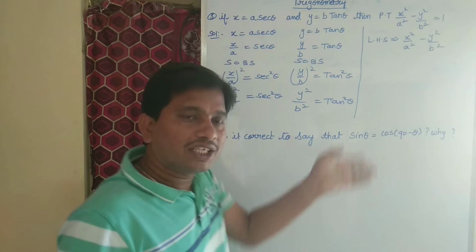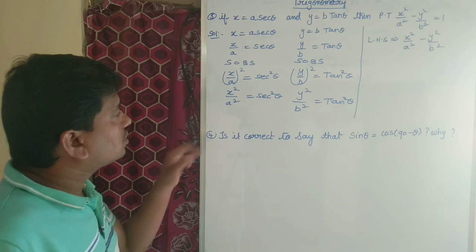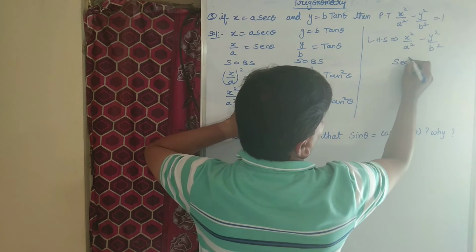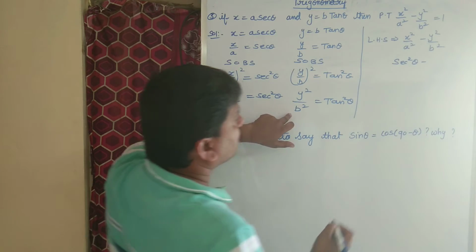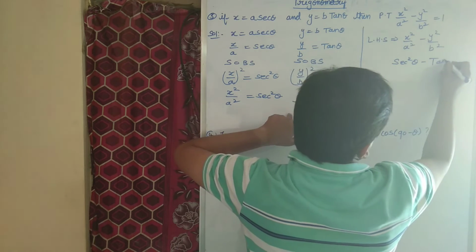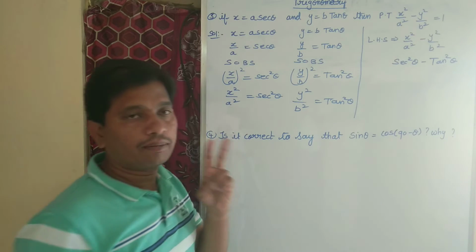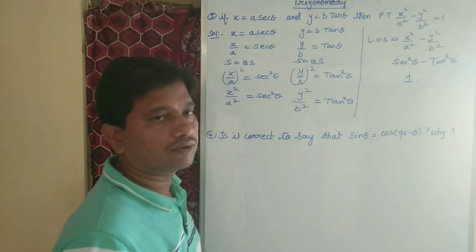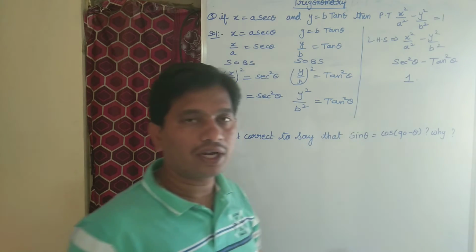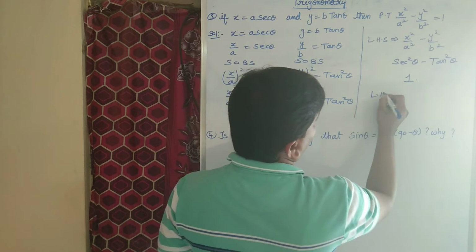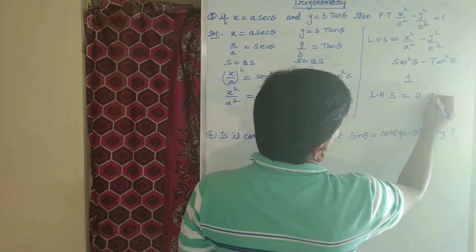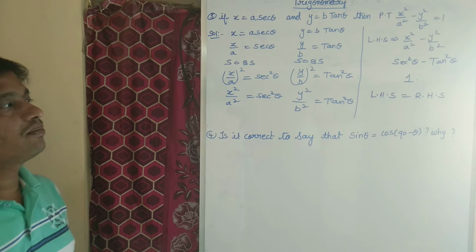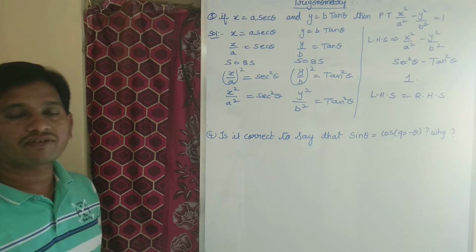Let us prove LHS equals RHS. As we know, x squared/a squared is nothing but sec squared theta, and y squared/b squared is nothing but tan squared theta. What is our second trigonometric identity? We know that sec squared theta minus tan squared theta equals 1. We got RHS. So LHS is 1 as well as RHS is 1. Therefore x squared/a squared minus y squared/b squared has value 1.